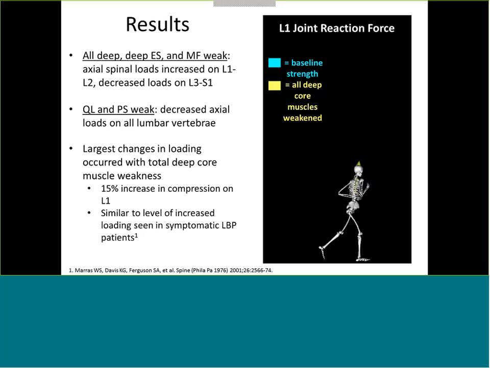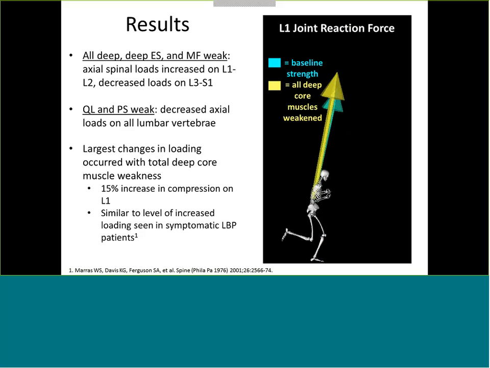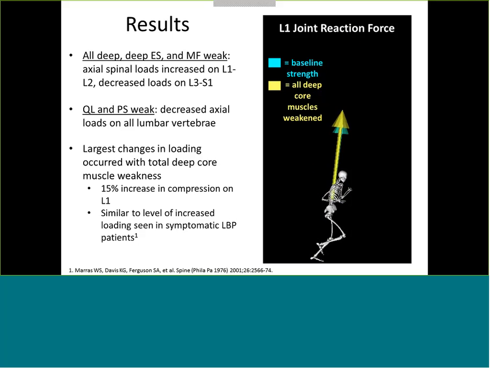When just the quadratus lumborum and psoas were weakened on their own, we saw that the compressive loads on all the lumbar vertebrae decreased, suggesting that these two muscles may function during running solely to stabilize the spine.